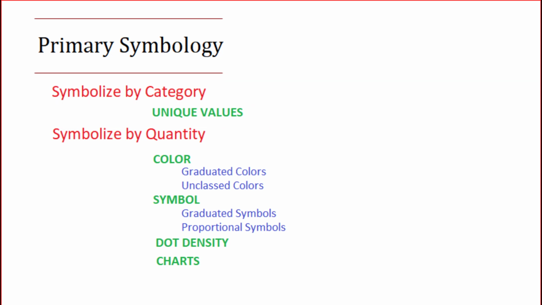There are subdivisions within this, like we can show quantity by color in this case, or by symbol, or by density, or even by charts. So let us briefly see what each one of these means.